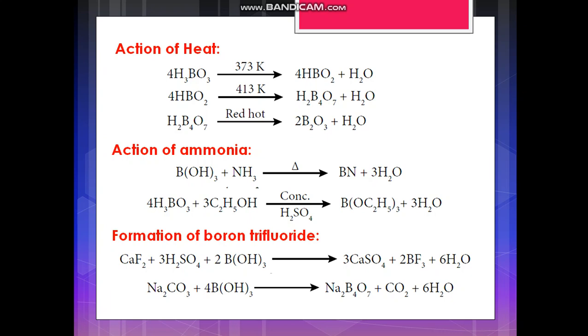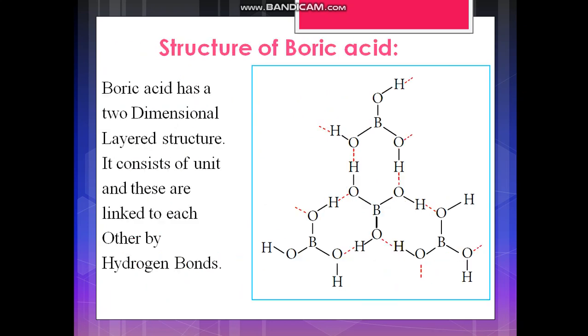Also, when borax is treated with soda ash, soda ash is sodium carbonate. Na2CO3 + B(OH)3 gives Na2B4O7 + carbon dioxide + water. Na2B4O7 is borax. Now the structure of boric acid. It has a two-dimensional layered structure. It consists of BO3 3 minus units, and these are linked to each other by hydrogen bonds.